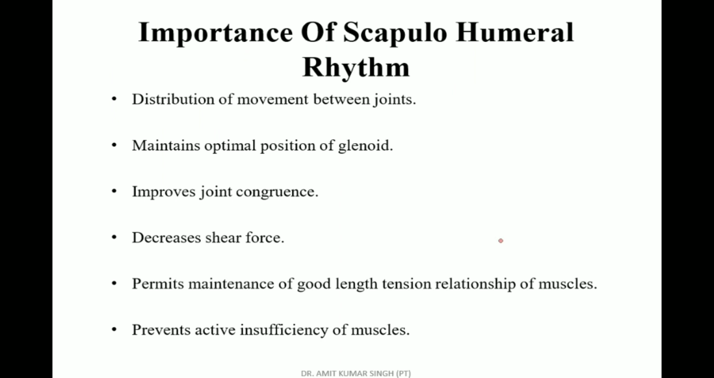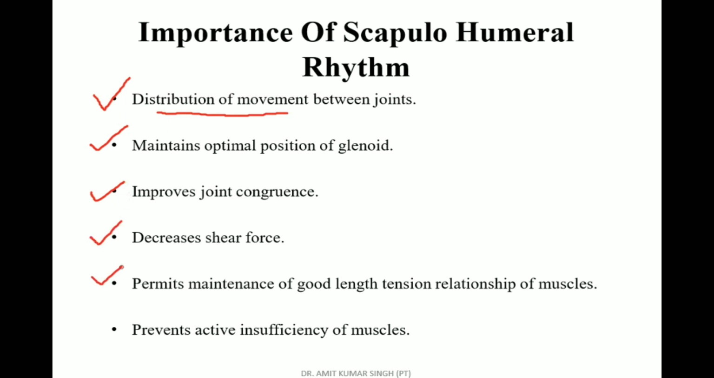Now let us discuss a few points about the importance of scapulohumeral rhythm. First point, distribution of movements between the joints. Due to the scapulohumeral rhythm, we get a proper distribution of movement between the joints. It maintains the optimal position, meaning the correct position, of the glenoid cavity. It improves the joint congruence, so it does not displace the joint from here and there. It decreases the shear force.